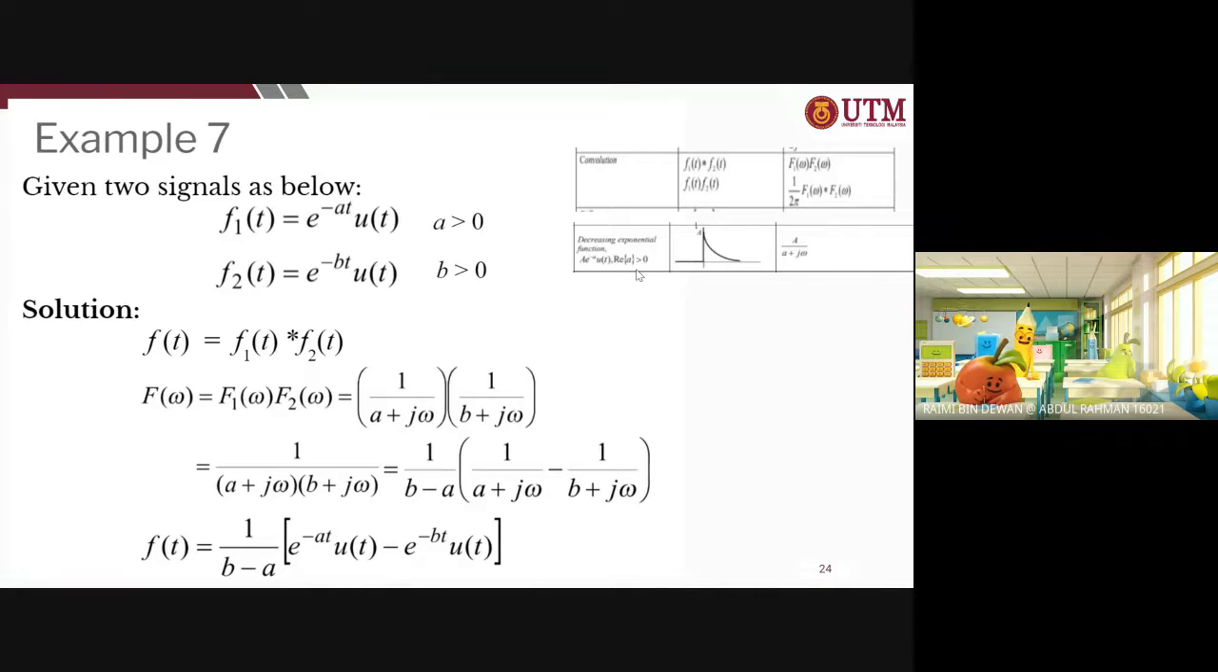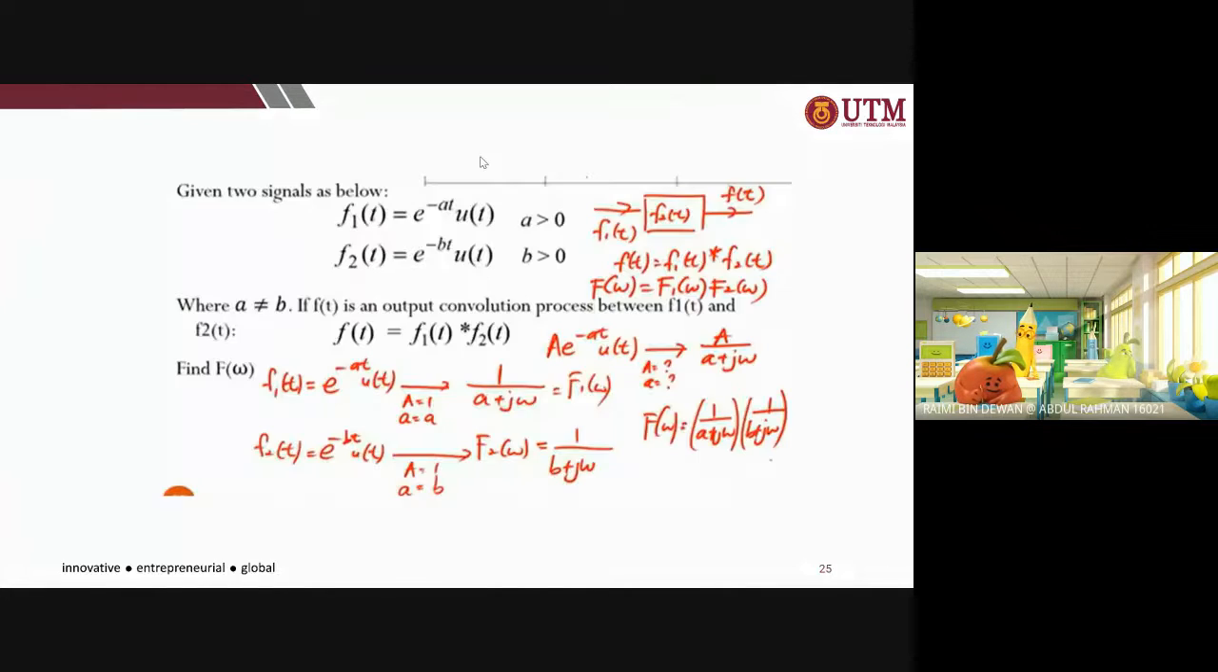Okay, given two signals as below: F1(t) equals e to the power of negative a t times u(t), with a greater than 0, and F2(t) equals e to the power of negative b t times u(t). So you can see this is related to this signal.